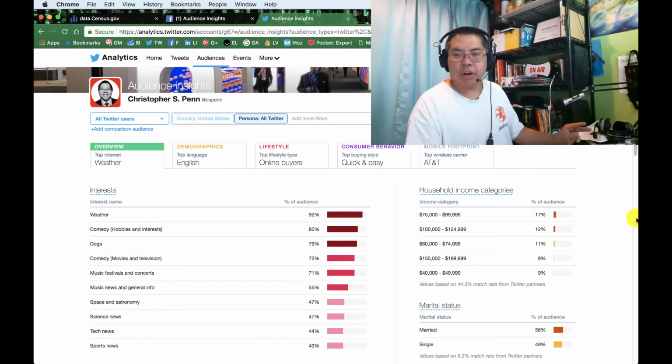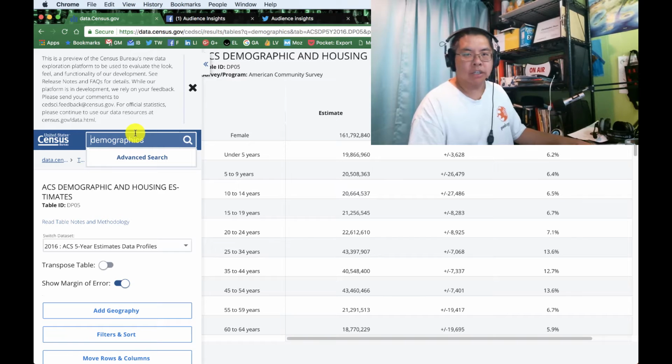If we go to Twitter Audience Insights, for example, Twitter says, hey, in household income of all Twitter users, 17% of Twitter users are $75,000 to $99,999 within the country of the United States. Well, let's try taking a look here at household income.